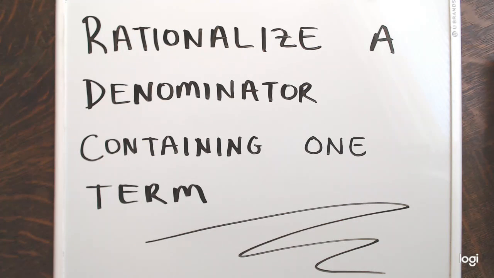Hello everyone, and welcome to this video on rationalizing a denominator containing one term. In this video I'm going to go over several examples where we have an expression with a denominator with a radical, a square root, a cube root, a fourth root, etc. Our goal is to rationalize this denominator, meaning I'm going to rewrite it as an equivalent expression without a radical in the denominator, so that we have a rational number in the denominator, thus the term rationalize.